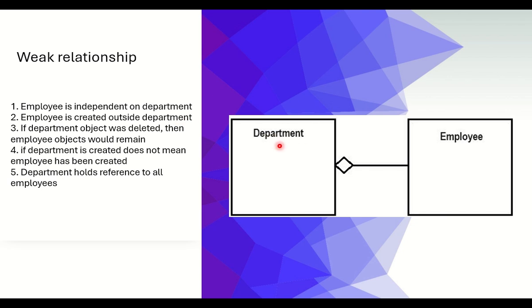So if your department object was to be deleted, then your employee objects would still remain. They are independent. However, if your department was to be created, your employee objects will not be created automatically, because employee objects are only created outside the department's constructor. And so the department here will be holding a reference to all employees in case of a one-to-many relationship. If it was a one-to-one relationship, then your department will hold a reference to one single employee. And how would it hold references to all employees? This is done by a list for a one-to-many relationship. If it was one-to-one, then a single variable would be enough.